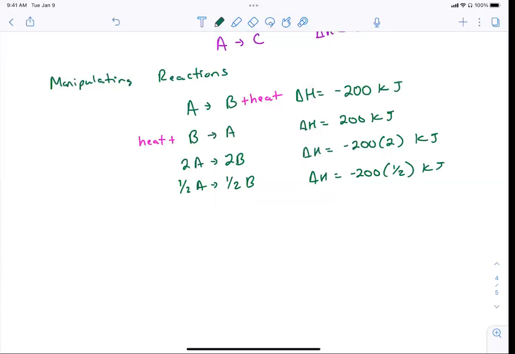Oh, it's still on the right side because it's really plus 2 times heat here, and then it's plus 1/2 times heat here. Yes. So you treat heat like a coefficient, like a substance in its own. So if you double the whole reaction, you double the heat. You have the reaction, you have the heat. Questions?